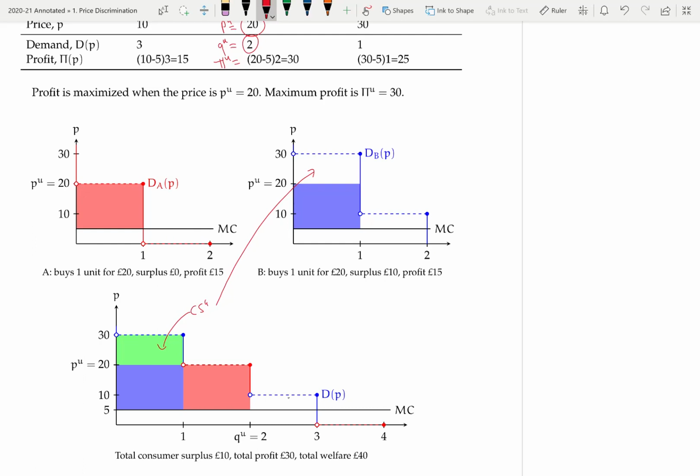Now what about this area here? Well, this area is profit that the monopoly is not getting, which potentially it could if it were price discriminating. So this area is the deadweight loss under uniform pricing. So the total welfare here is the sum of these 3 areas, the green, the blue, and the red. They sum up to 40 because the profit here is 30 and the consumer surplus is 10. So that's uniform pricing. An alternative would be to find the marginal revenue and compare it to marginal cost and use that method to find the optimal price and quantity.